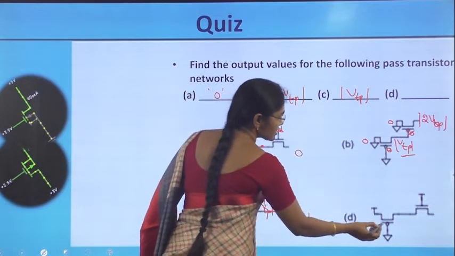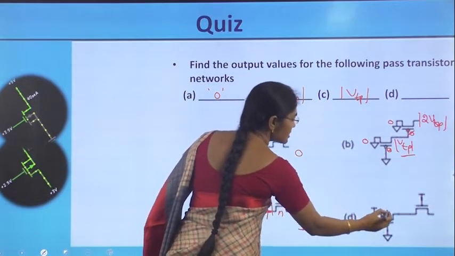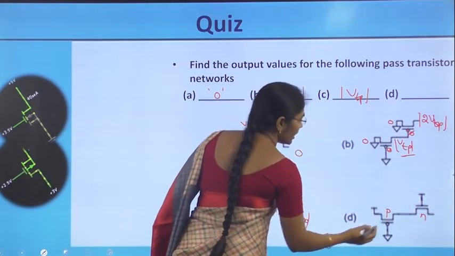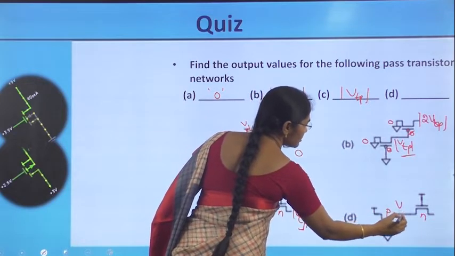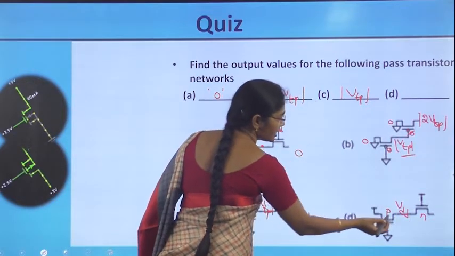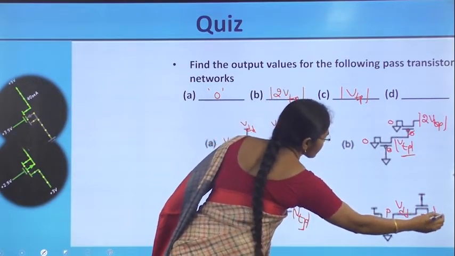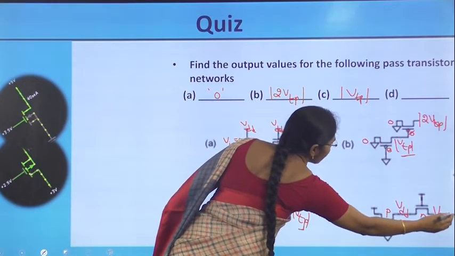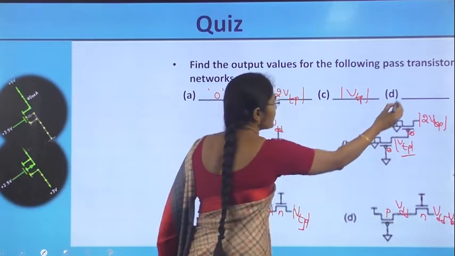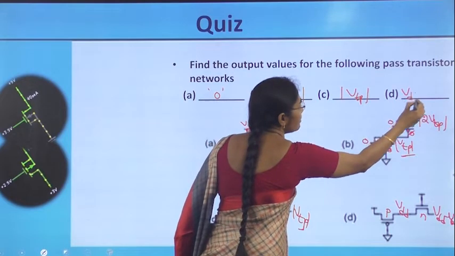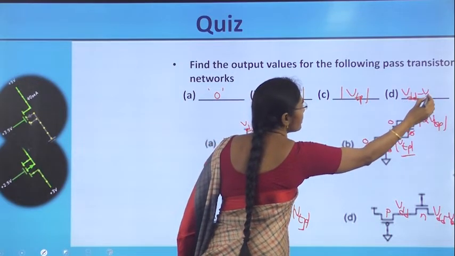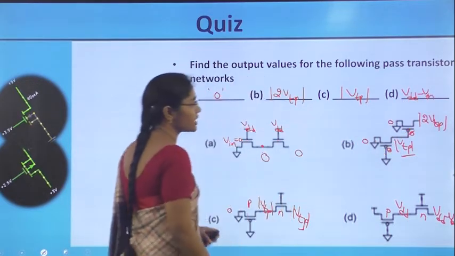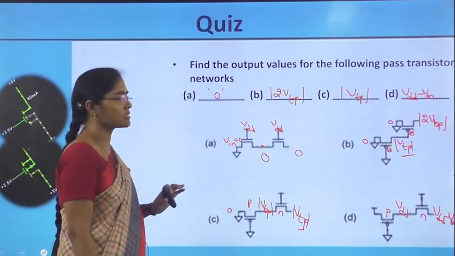Next, the fourth case, pmos and nmos are in series. This is a P and this is an N. P passes full VDD since the input is connected to VDD. And now the nmos passes degraded VDD, by VTN. So the output is equal to VDD minus VTN value. So for the fourth case, the output is equal to VDD minus VTN.